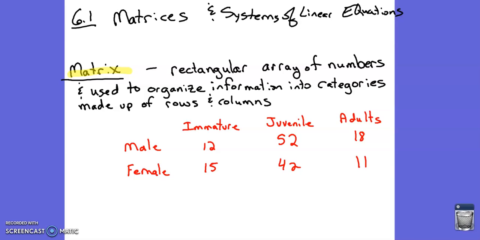This is 6.1, matrices and systems of linear equations. So first, the definition of a matrix. It's a rectangular array of numbers. It's basically used to organize information, and it's made up of rows and columns.